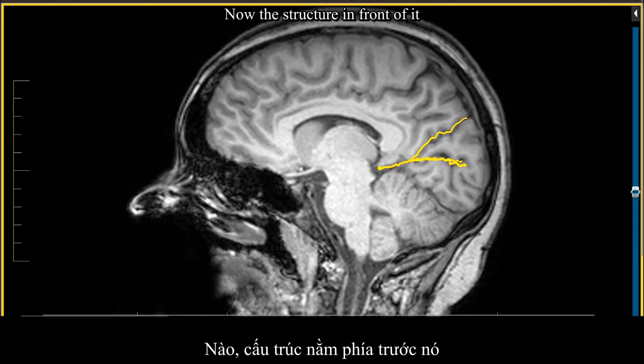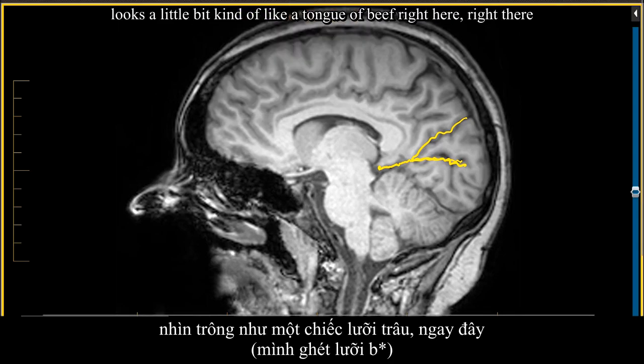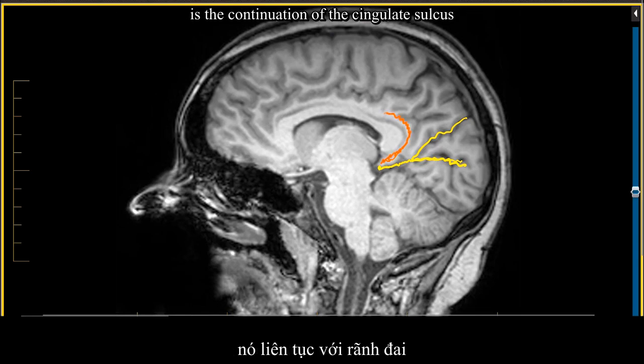Now, the structure in front of it looks a little bit like a tongue of beef. Right there is the continuation of the cingulate sulcus.